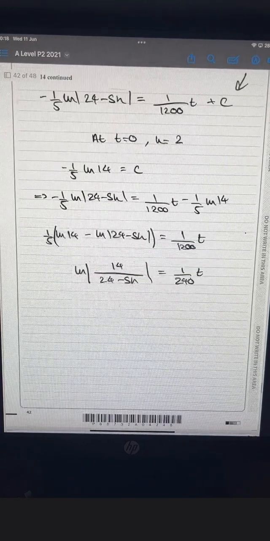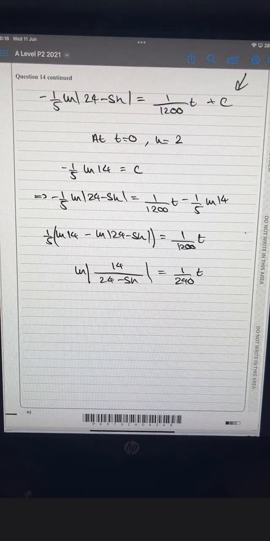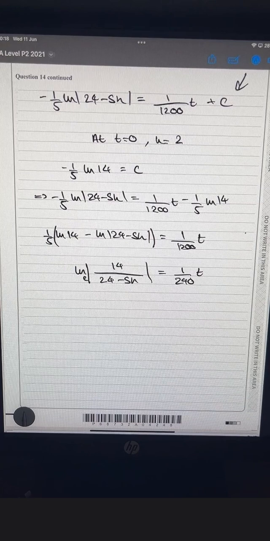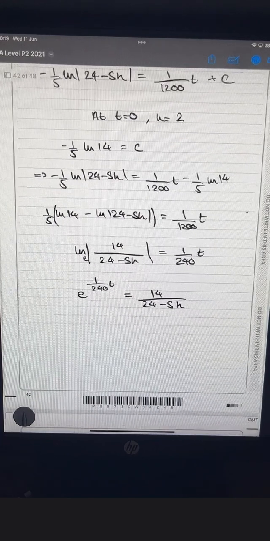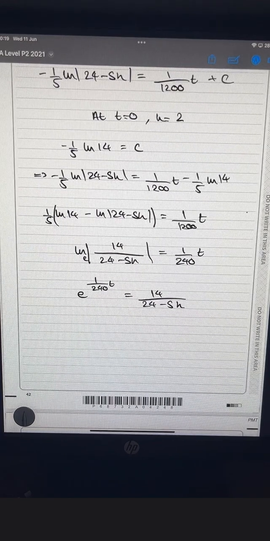I love saying that phrase. Cool, cool. So how am I going to get from this to an actual equation? Well, this is e to some power is equal to that. Well, the power is that. So this is e to the power of 1 over 240t is equal to 14 over 24 minus 5h. All right? Do you guys understand how I did that step there? This is just me evaluating my log, right? Like an anti-log, I think it's called.